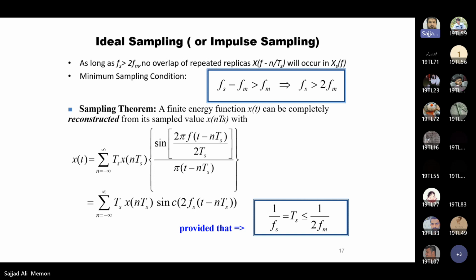So a finite energy function x of t can be completely reconstructed from a sample value x of nT of s, provided that the sampling interval should be less than or equal to 1 over twice the maximum frequency. So that is in terms of the sampling interval.